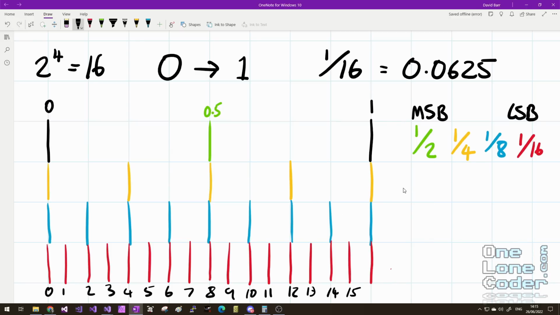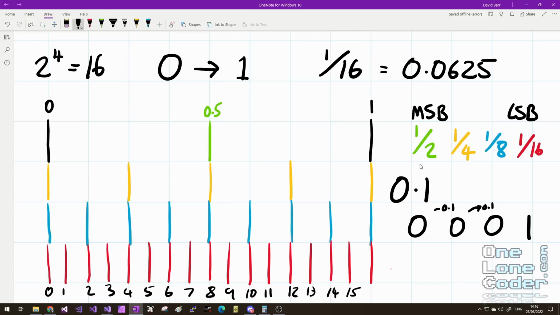How would we represent something a little bit more tricky? Let's assume, for example, the value 0.1. Well, if we follow the algorithm that we did before, we would ask ourselves how many halves fit into 0.1. The answer would be 0, and we would carry over the 0.1. How many quarters fit into 0.1? 0, and we'd carry over the 0.1. How many eighths fit into 0.1? Well, the answer is still 0. And how many sixteenths fit into 0.1? Well, the answer is 1.